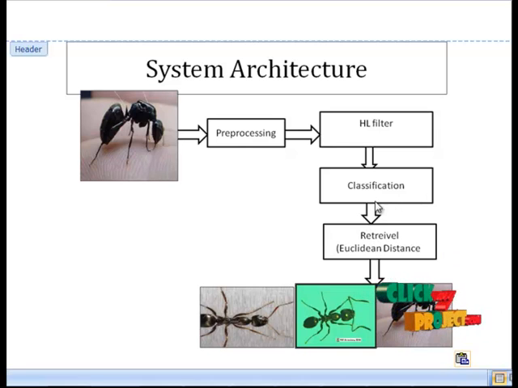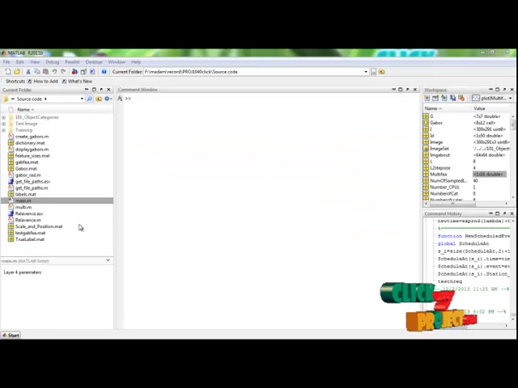The classification output can be given to the retrieval. A Euclidean distance is calculated. The relevant images are retrieved using the Euclidean distance and the output will be displayed. We now see the output window.